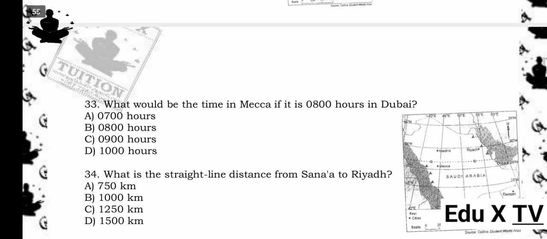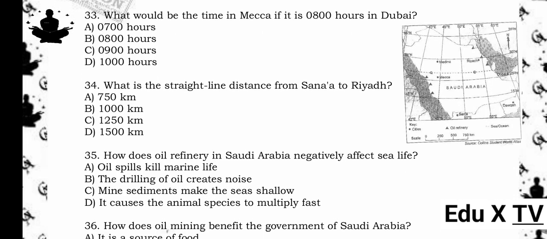33. What would be the time in Mecca if it is 800 hours in Dubai? A. 700 hours. B. 800 hours. C. 900 hours. D. 1000 hours. The answer is A. 700 hours. Reason being, Mecca is 1 hour behind Dubai due to time zone difference.